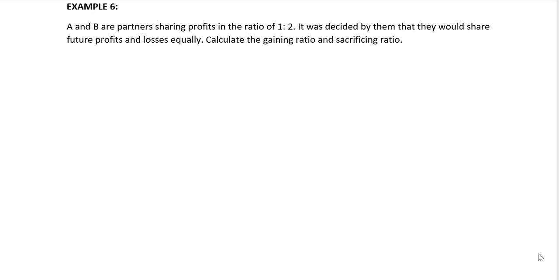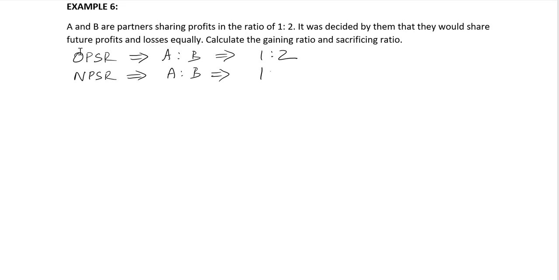Final example, example 6. A and B are partners sharing profits in the ratio of 1:2. It was decided by them that they would share future profits and losses equally. We are asked to calculate the gaining ratio and the sacrificing ratio. So let's begin. Old profit sharing ratio between A and B is equal to 1:2. The new profit sharing ratio between A and B, it's given that it's equal, so it has to be 1:1. So let's do old share minus new share.